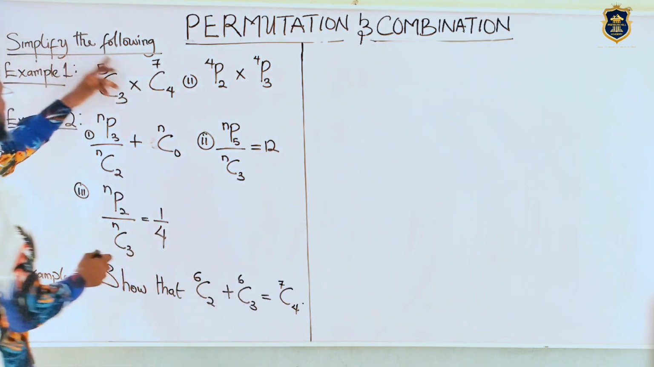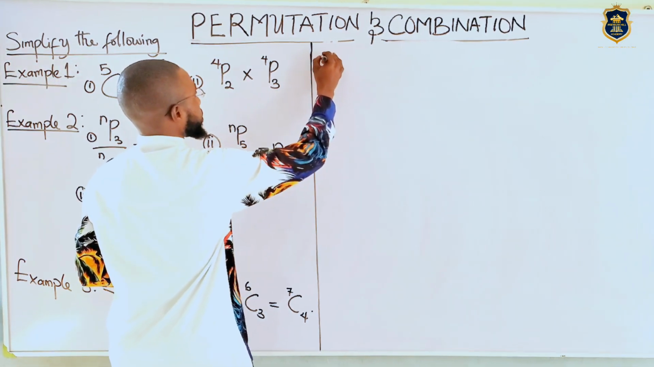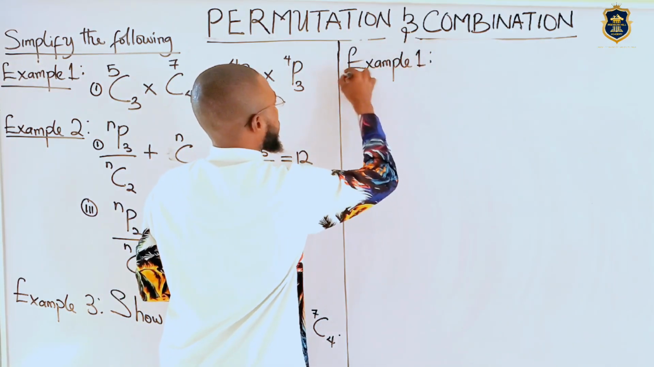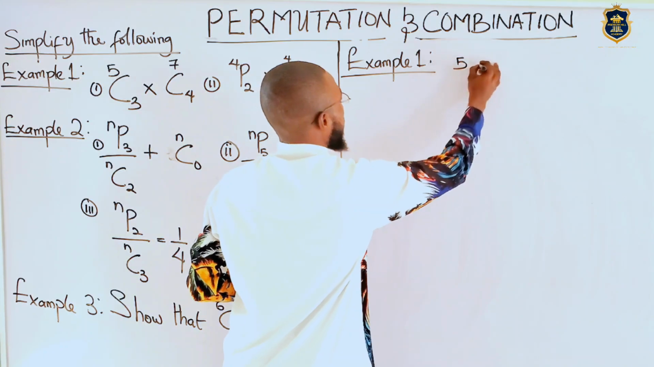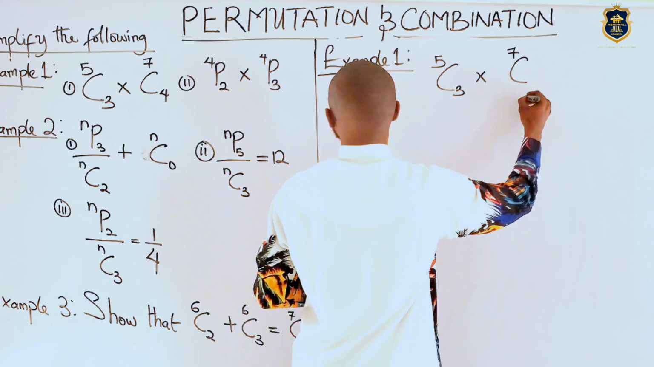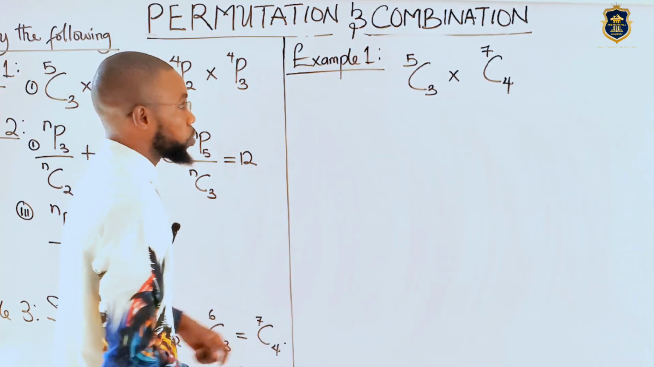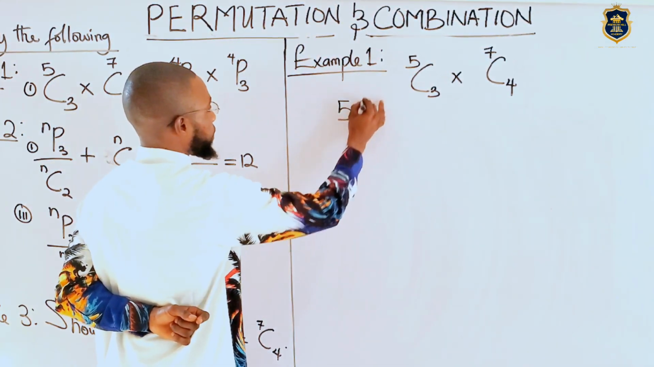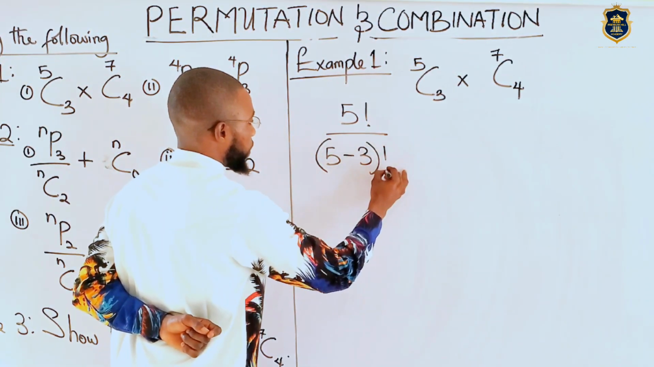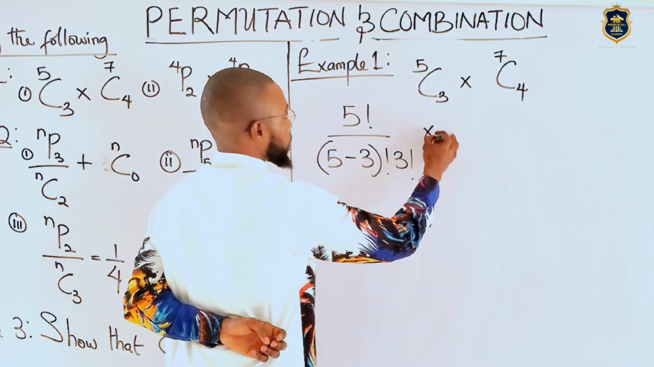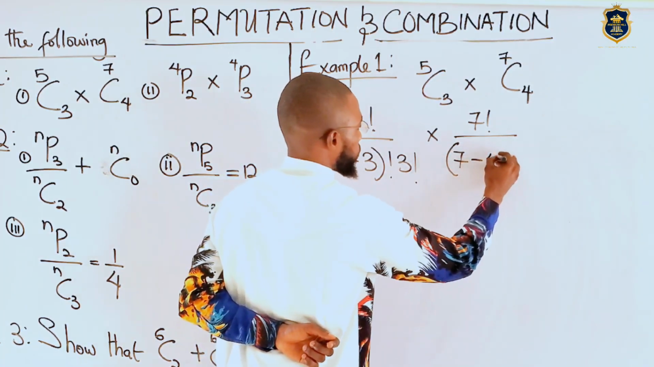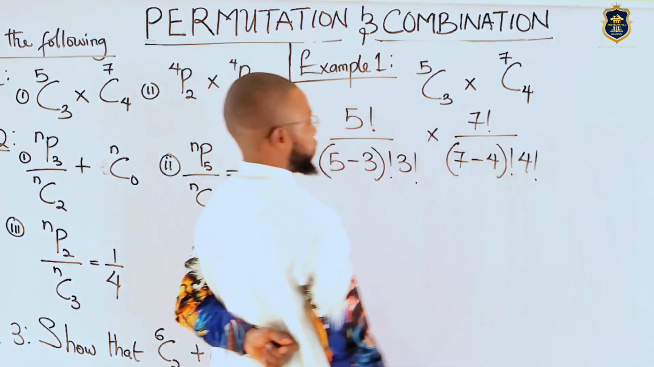Number 1 said we should simplify the following. Example 1. Let's simplify 5 combination 3 times 7 combination 4. I told you the formula now. What we'll do with that is simply 5 factorial all over 5 minus 3 factorial, 3 factorial, times 7 factorial all over 7 minus 4 factorial, 4 factorial.